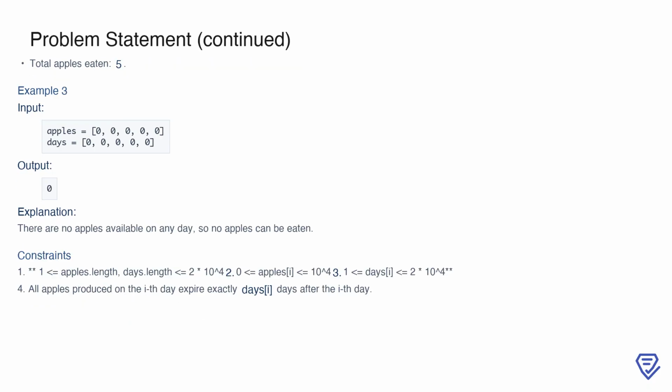Now, consider another example where apples equals [3, 0, 0, 0, 0, 2], and days equals [3, 0, 0, 0, 0, 2]. On day 0, 3 apples grow, and they will last for 3 days. On subsequent days, no new apples grow until day 5, when 2 apples are available that will last for 2 days. To maximize the number of apples eaten, we eat 1 apple each on days 0, 1, and 2 from the first batch. Then on day 5, we eat 1 apple from the 6th batch, and on day 6, we eat the last apple from that batch. The total apples eaten in this case is 5, as shown in the output.